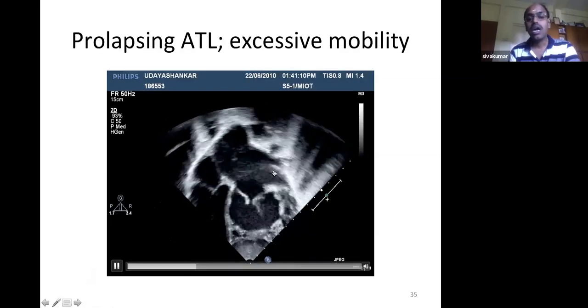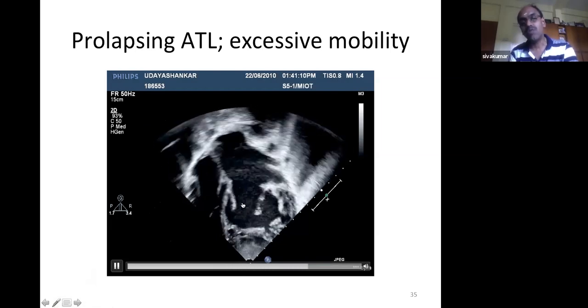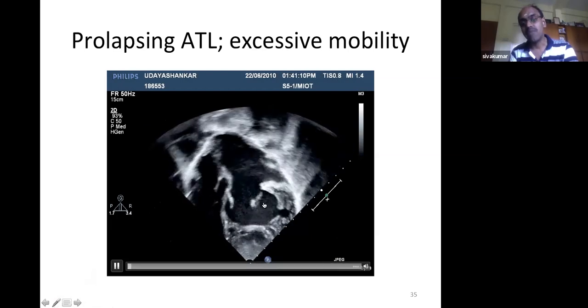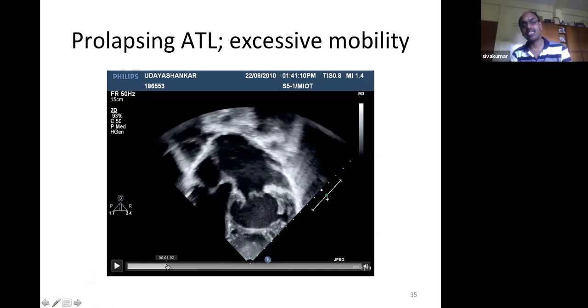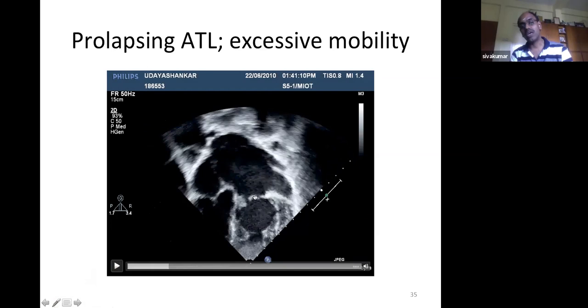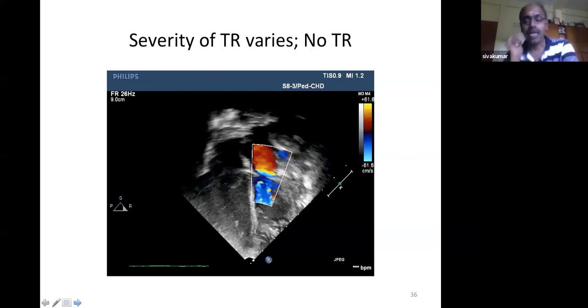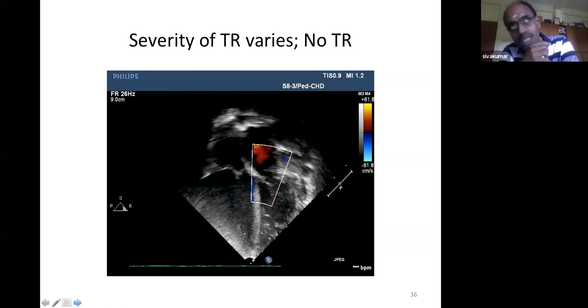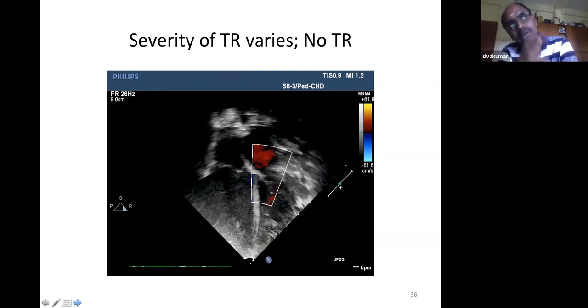In this condition, if you carefully look, there is some amount of tethering of the septal tricuspid leaflet, but towards the anterior sweep, you can appreciate that the anterior tricuspid leaflet has excessive mobility. So it is going above the plane of the annulus. So a combination of prolapse of the anterior tricuspid leaflet along with some amount of tethering of the septal tricuspid leaflet is the mechanism. So the analysis of tricuspid regurgitation should concentrate on the different leaflets, just like mitral valve assessment in mitral regurgitation.